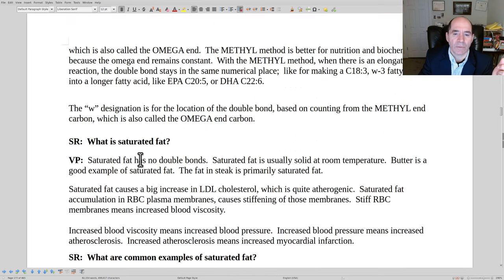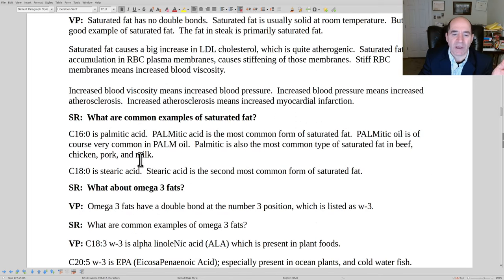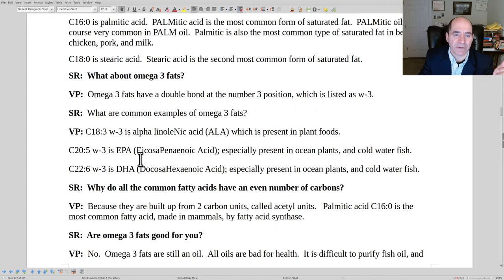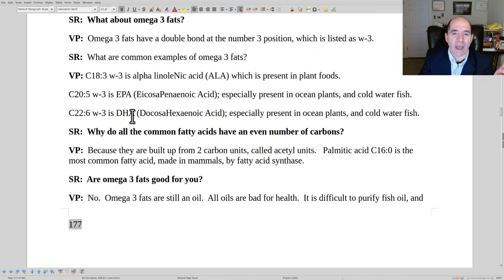Let's see here. I went through all this. What I'm doing here is scrolling through the text part, which I think is not too necessary to go through in the book. Okay, here are the giant fatty acids that I think are a bad idea.